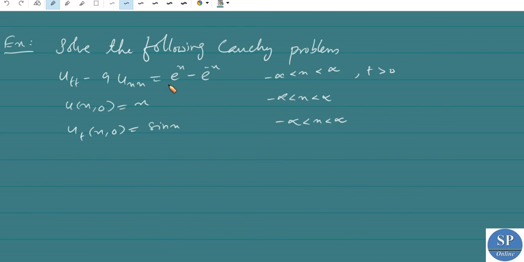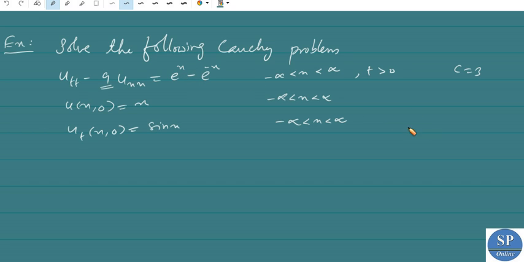Solve the following Cauchy problem. u_tt minus 9u_xx equal to e power x minus e power minus x for minus infinity less than x less than infinity and t greater than 0. u of x, 0 equal to x and u_t of x, 0 equal to sin x. So here c square is 9, so our c is equal to 3, and the function x is an odd function, sin x is also an odd function. Now what about this function? This is also an odd function.